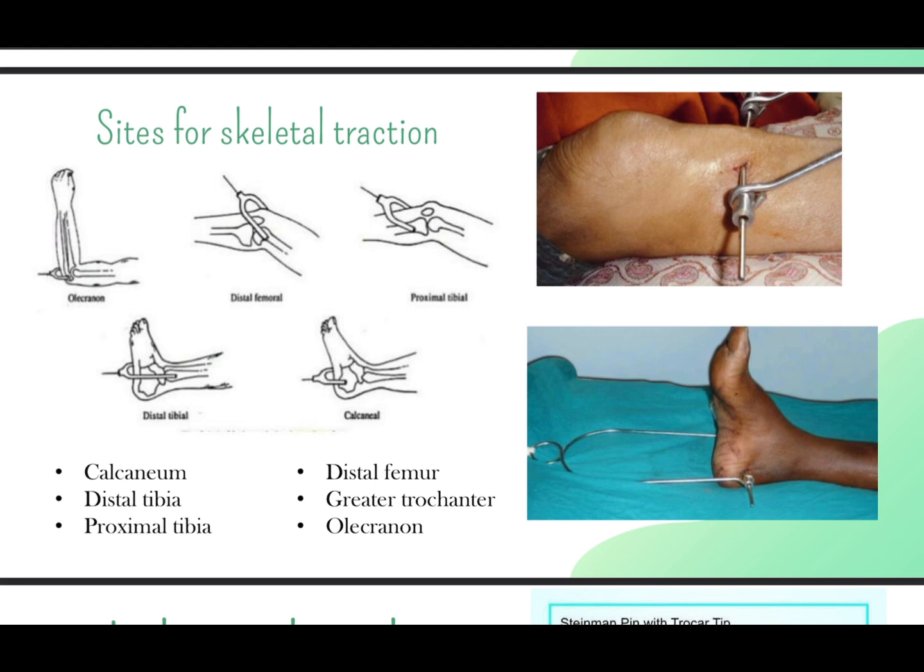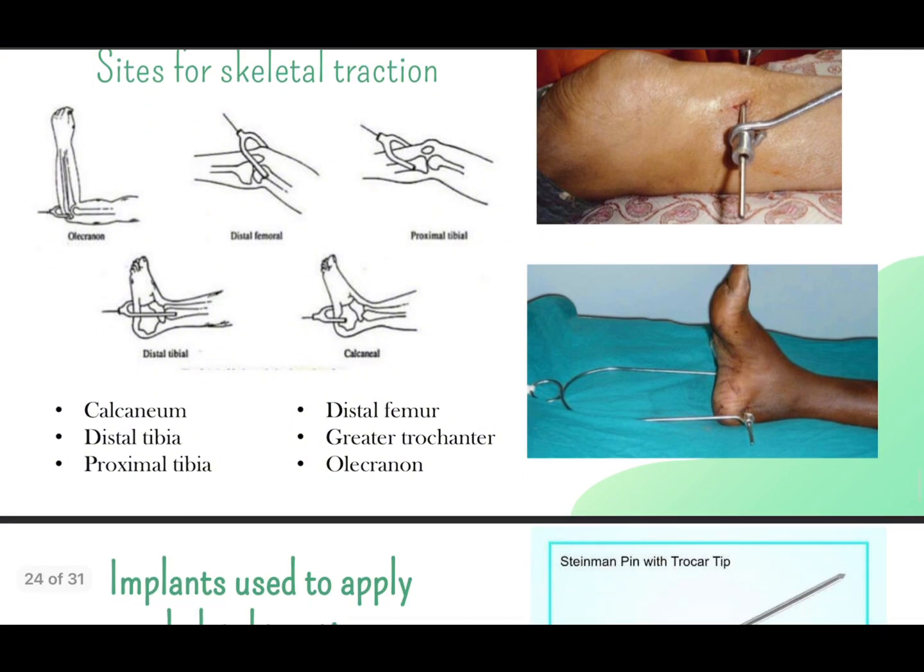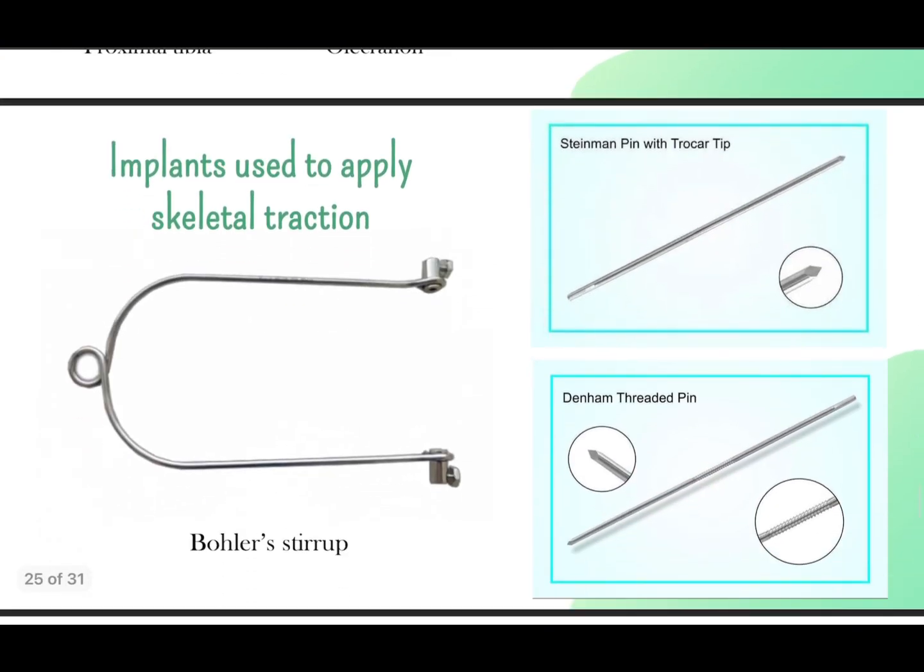Other important sites are the olecranon, the distal femur, the distal tibia, the calcaneum, and the greater trochanter. In this picture we can see the skeletal traction being given at the calcaneum. Now let's talk about different implants used to apply skeletal traction. First, let's start with the Steinmann's pin.